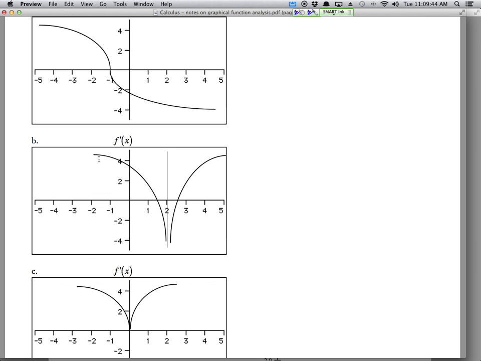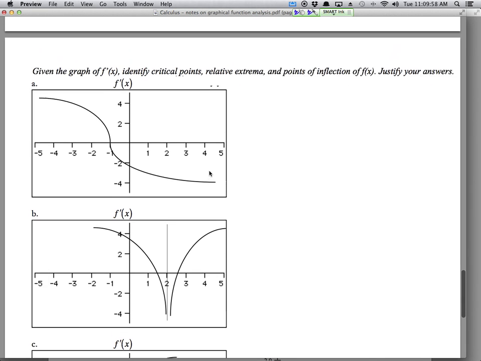Chris, B, what does my second derivative start out doing? It starts out negative because f prime of x is decreasing. And then what is it? The opposite of what I just said.